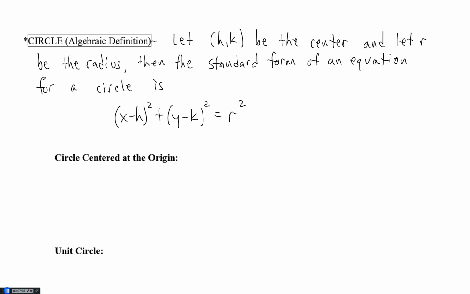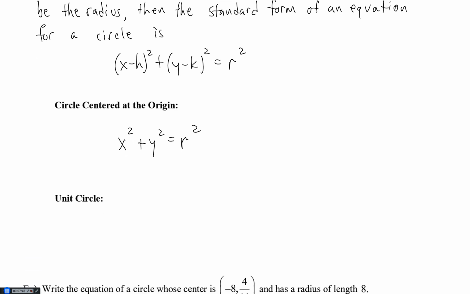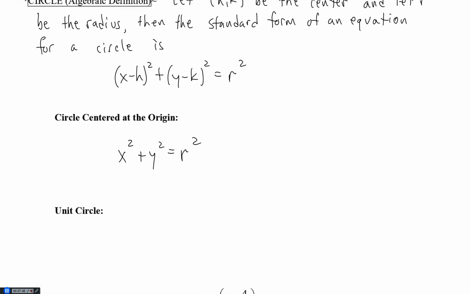Now, what if your circle is centered at the origin? Well, then h and k would both be 0, and you would just get x squared plus y squared equals r squared. And then as you'll see in mathematics, we often use what's called a unit circle. So the unit circle refers to a circle whose center is the origin and whose radius is length 1. So the unit circle would be a center of (0, 0) and a radius of 1. That's where unit comes from, as the radius is 1 unit in length.